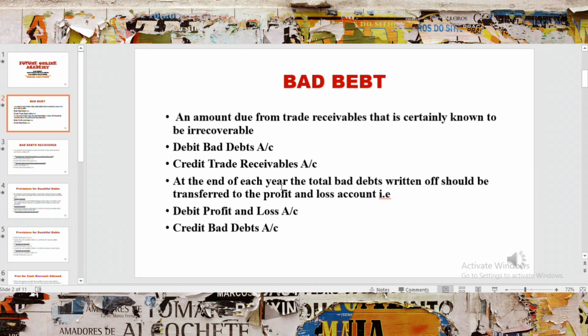At the end of each year, the total bad debts written off should be transferred to the profit and loss account. So you debit the profit and loss account, whereby you treat the bad debts as an expense, then you credit the bad debts account.